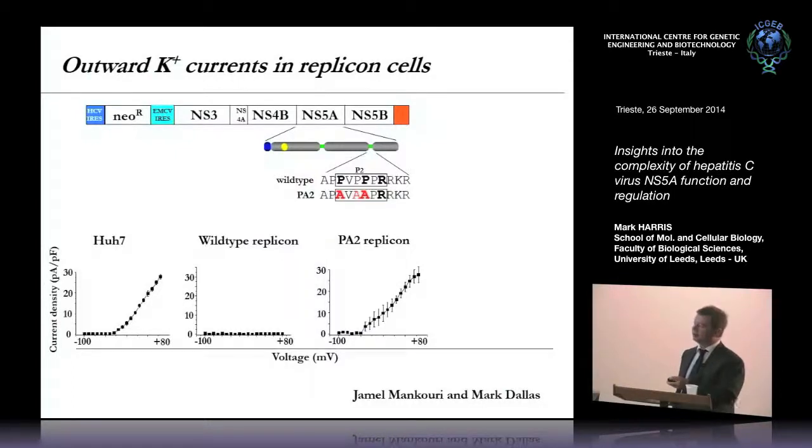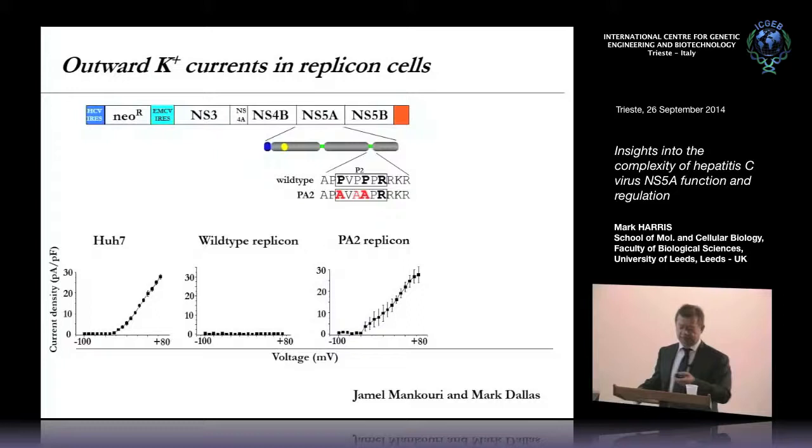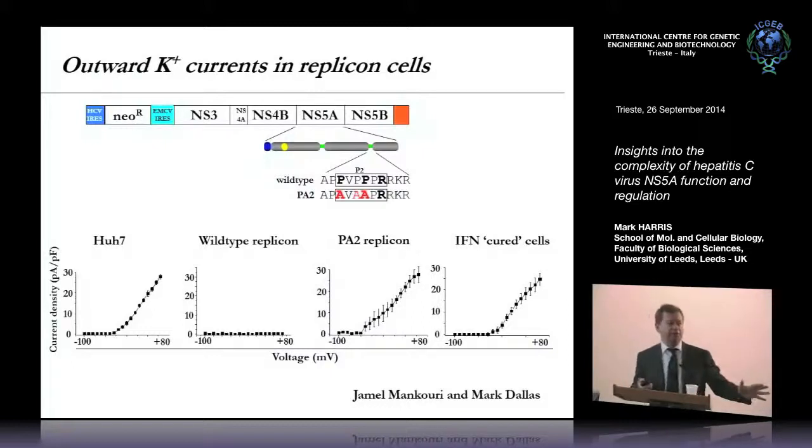Now, you could argue that we just selected out a different population of cells here. So what he did was to cure these cells. He treated them with an interferon, which will get rid of the replicon, restore those cells to the HUH7s. And when he cured these cells with interferon, the channel came back again. So it wasn't the fact that the channel was missing in a particular population of cells. You could restore that by getting rid of the replicon.